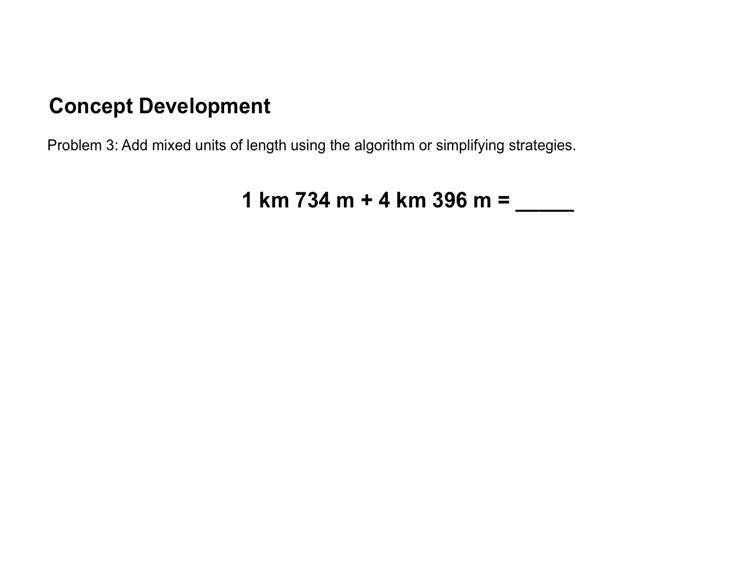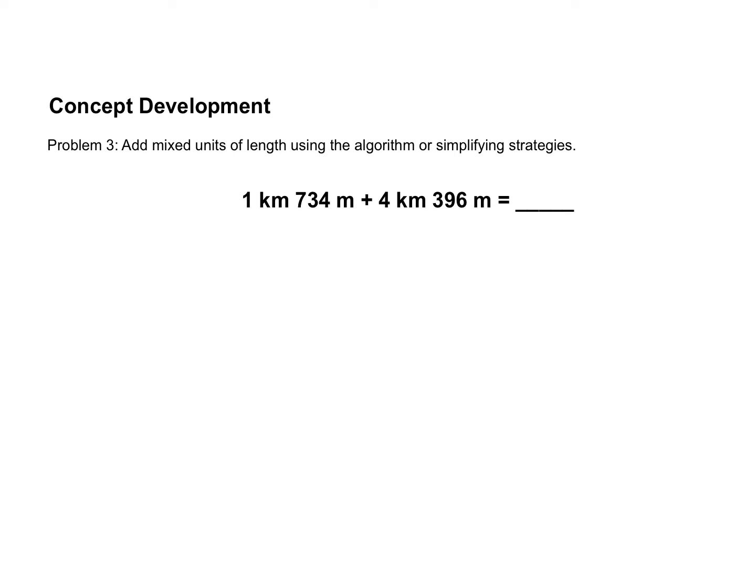I want you to do this one on your own first. You've got 1 kilometer, 734 meters, plus 4 kilometers, 396 meters. If you choose, you can just line everything up in the right place. So I'm going to let you pause the video if you feel like you know how to do this, do it yourself, and then turn it back on and see how you did. I'm going to keep moving forward with it.